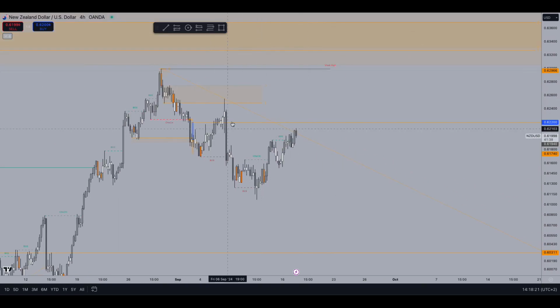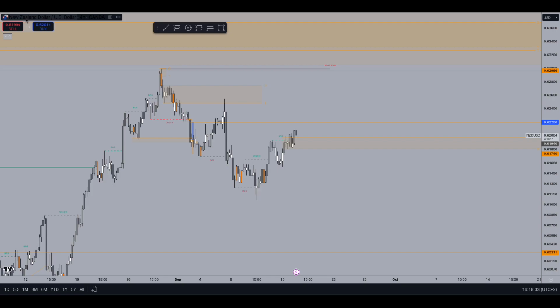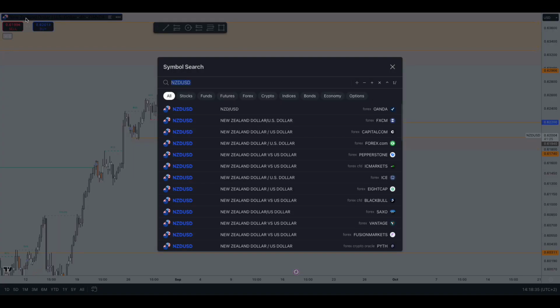So what we see, what could happen is that this trend line is being broken, and we are going to create another demand zone in here, from which we could take some longs to ride it back to the upside, especially if the DXY is bearish and NZDUSD is also likely to move further to the upside.